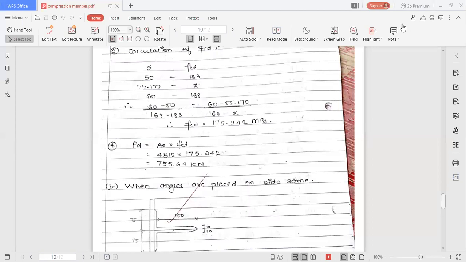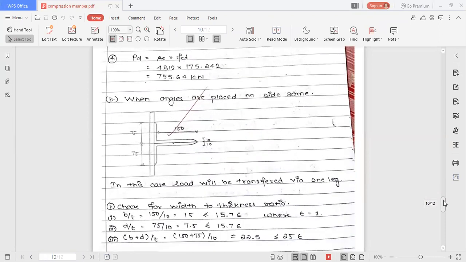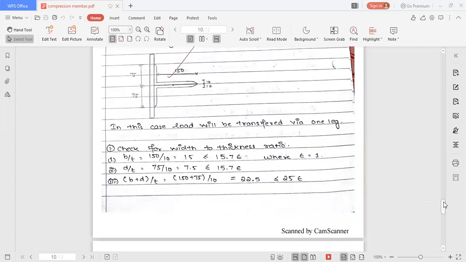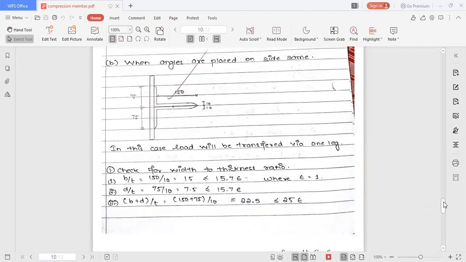Now proceeding further. For the second case, when the angles are placed on the same side. जब भी एंगल सेम साइड से प्लेस्ड होते हैं, so see the diagram. Whenever the angles are placed on the same side, your diagram will be like this. फर्स्ट केस की डायग्राम और ये केस की डायग्राम में डिफरेंस है. So see, this is your gusset plate and this one is your angle section. Two angles are connected to each other. So in this case, load will be transferred via one leg.